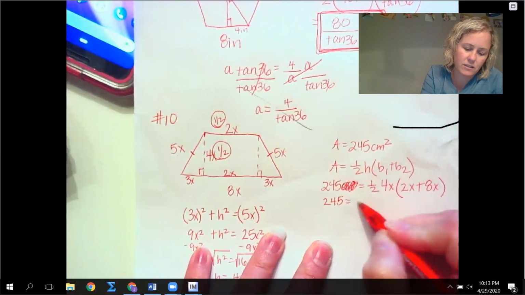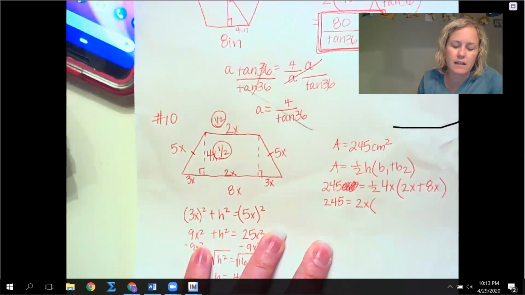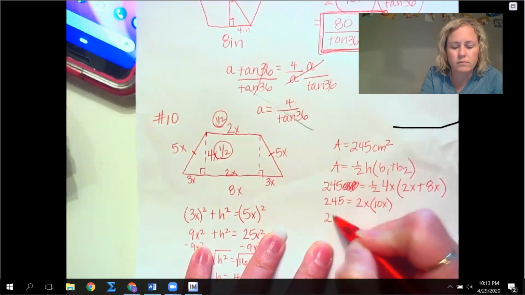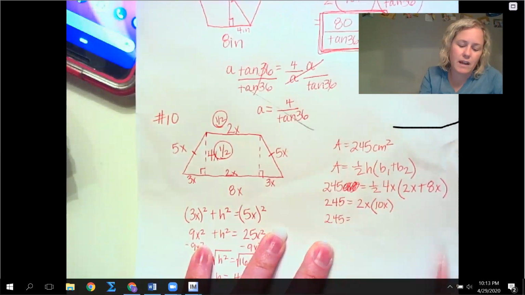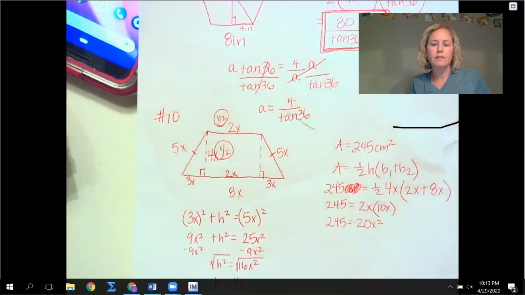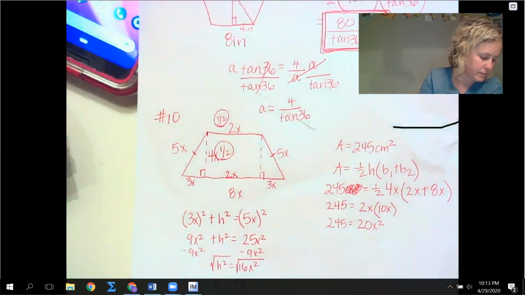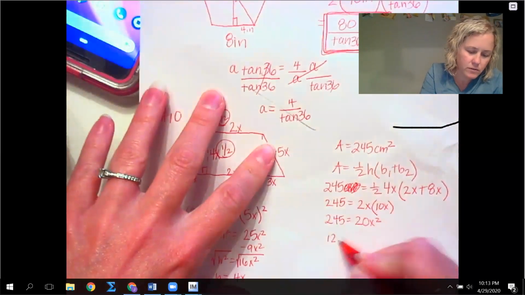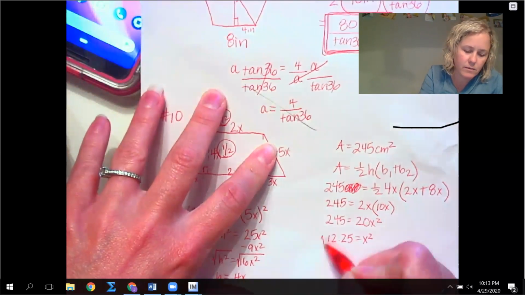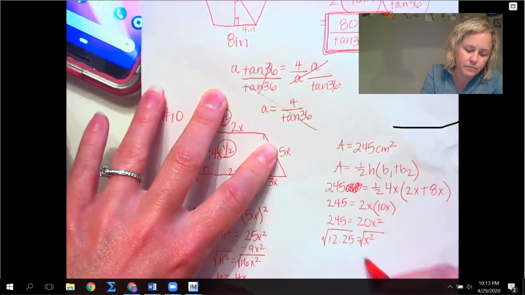So half of 4x, that's just 2x. Inside the parentheses, we have 10x. Multiply those together, you get 20x squared. Now let's divide both sides by 20. We get 12.25 equals x squared. And then we take the square root.